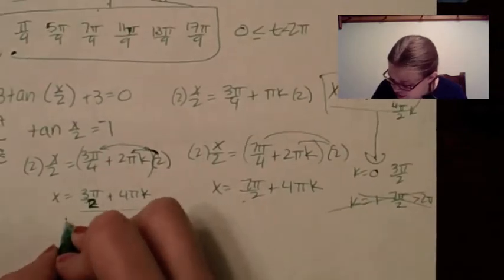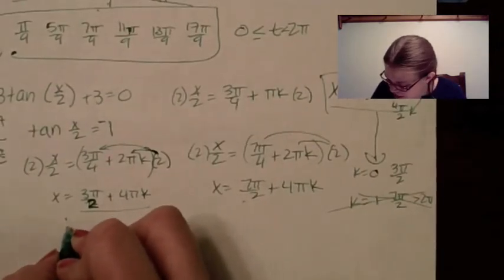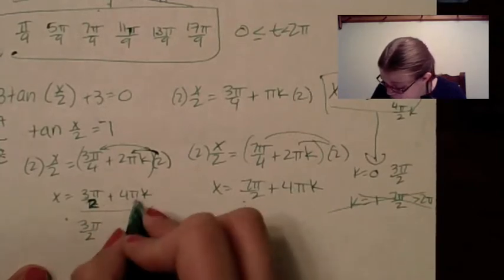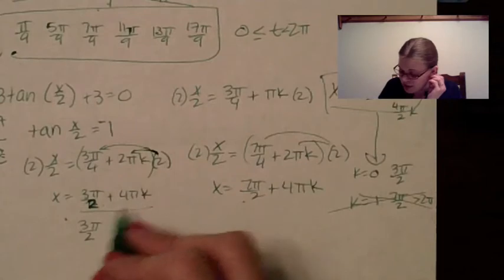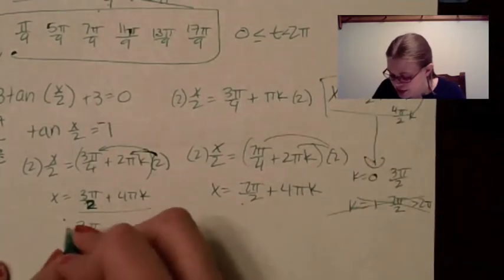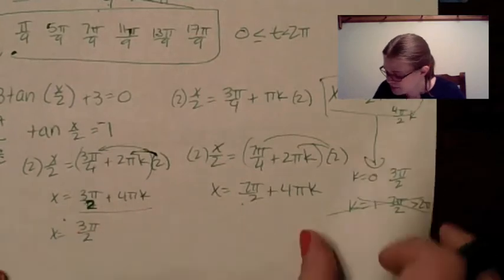So if we look at doing this equation, if I do 3 pi halves and I plug in 0, I get 3 pi halves. If I plug in 1, I'm going to have plus 4 pi, which if you're adding 4 pi, you're obviously going to be past 2 pi. Same idea over here. So then I have that.